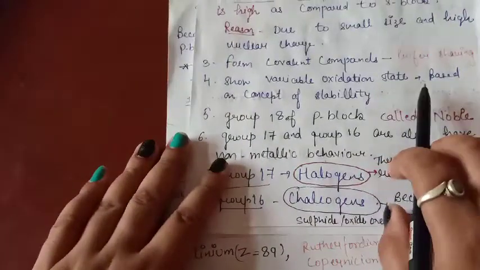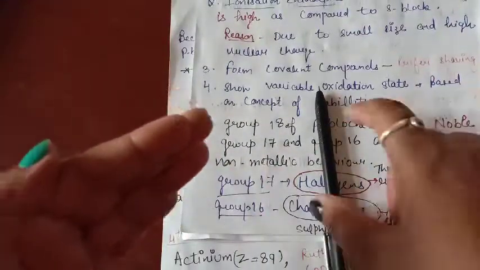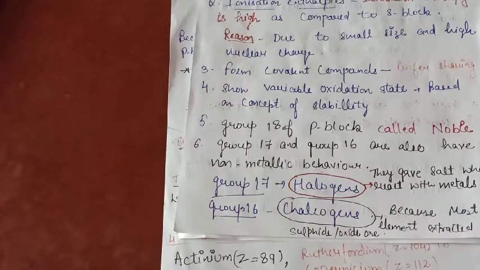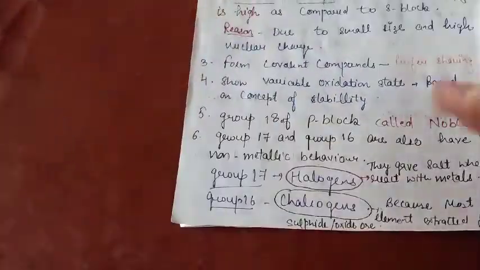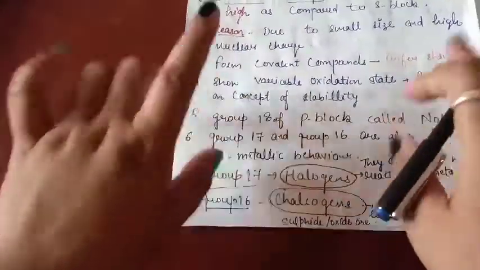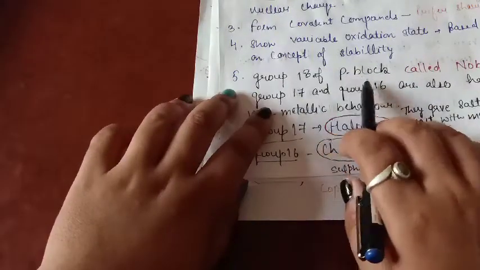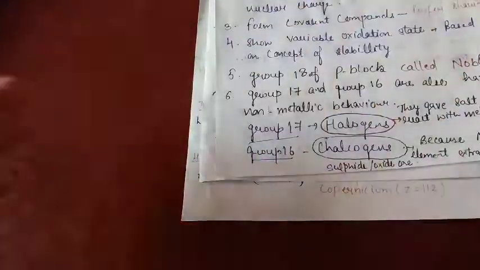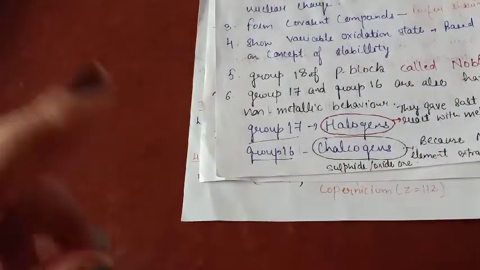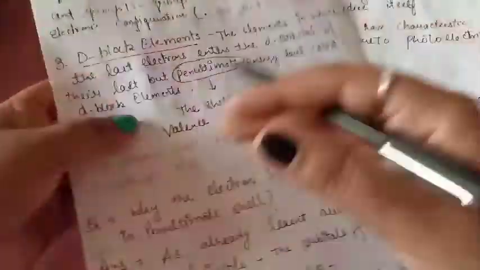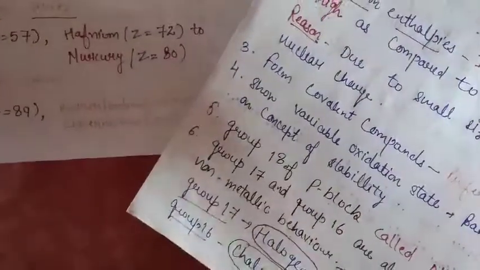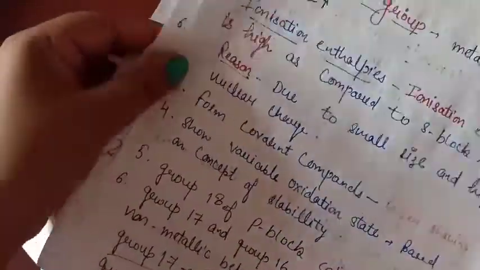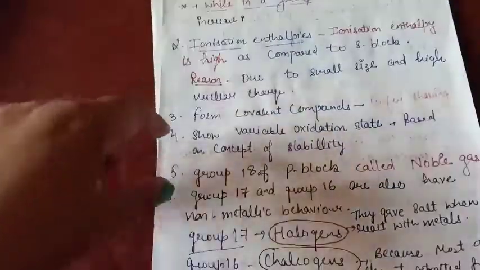Next, they show variable oxidation states. It will be different for group 13 and different for group 14. When you learn the p block, you will have a separate unit on it, where you will learn which element shows variable oxidation states. That is not part of this unit. Next, group 18 is called the noble gases. Group 18, the last group of the periodic table, is part of the p block. In that case, the s orbital and the p orbital are fully filled.